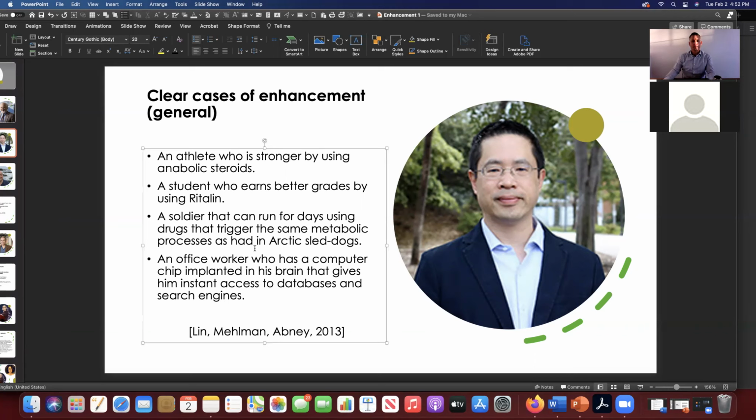You might even think that in the past, in the Second World War, across the board the soldiers in the various armies were given methamphetamines, Pervitin, these kinds of things. Those would be considered enhancements.